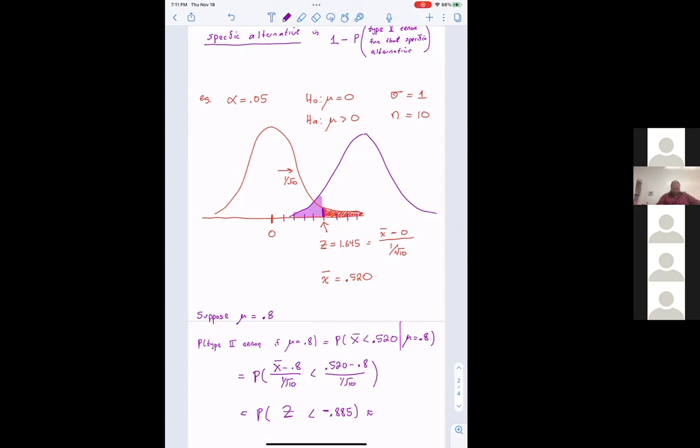I never want you to not know how to do this. We've been doing this all year. The probability that Z is less than negative 0.885, even if you're not following anything else, is something from chapter 3, or maybe 4. I don't even remember.